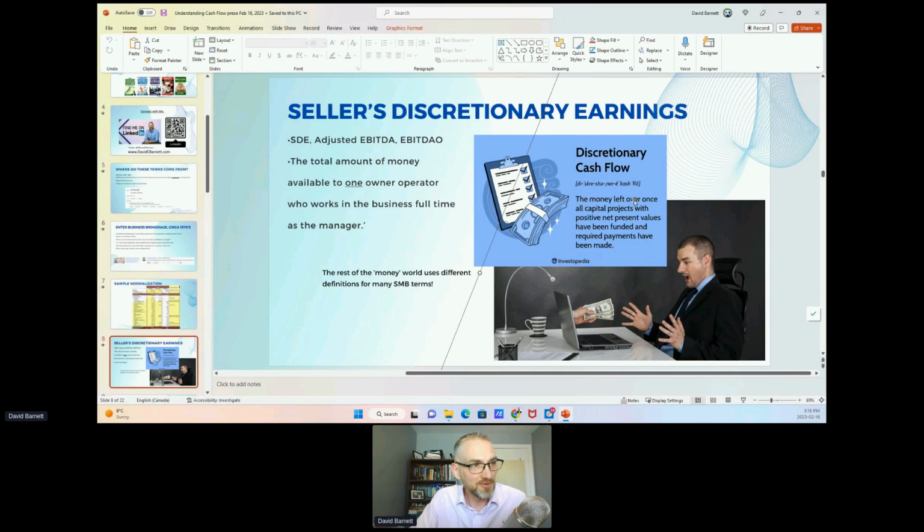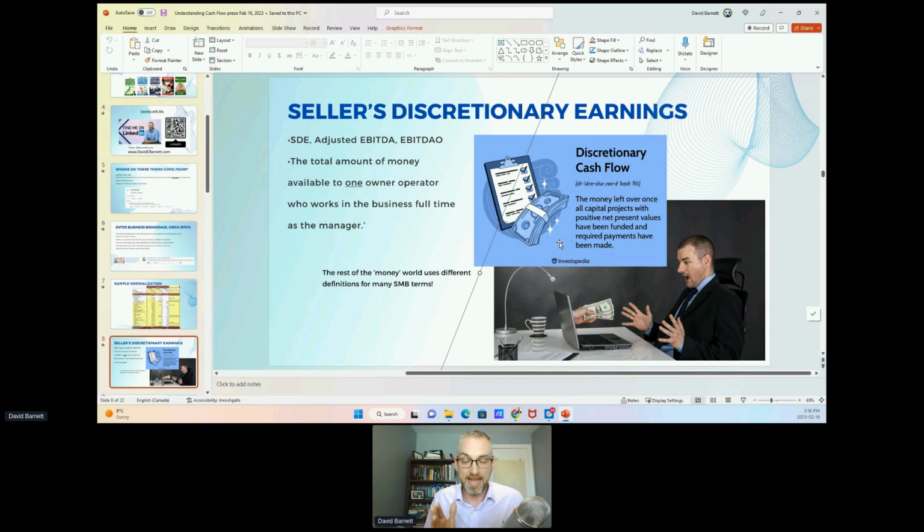It says the money left over once all capital projects with positive net present values have been funded and required payments have been made. So, in the world of big corporations, they only consider money to be discretionary once they have accounted for capital projects. But seller's discretionary earnings adds back depreciation and amortization, which are the things that are driven by capital asset acquisition in a business.